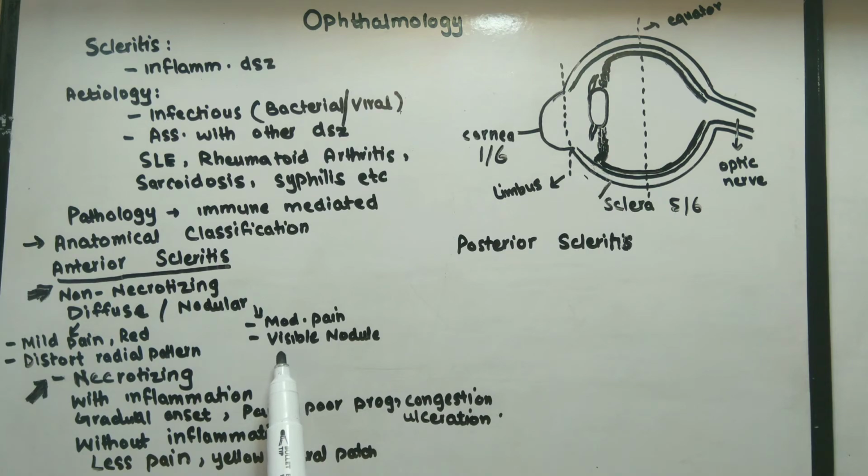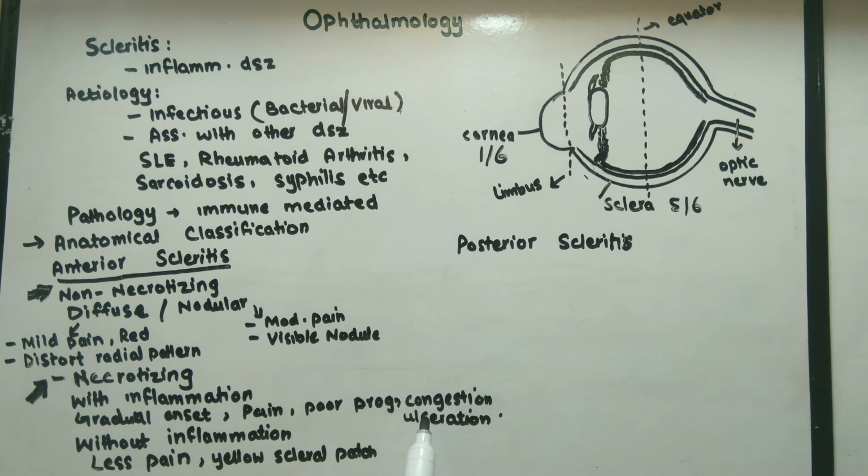the underlying tissue. While the necrotizing anterior scleritis is divided into two types that may be associated with inflammation or may not be associated with inflammation. In necrotizing type with inflammation, there may be gradual onset, initially mild pain, but gradually becomes severe and persistent. Necrotizing type with inflammation has poor prognosis.